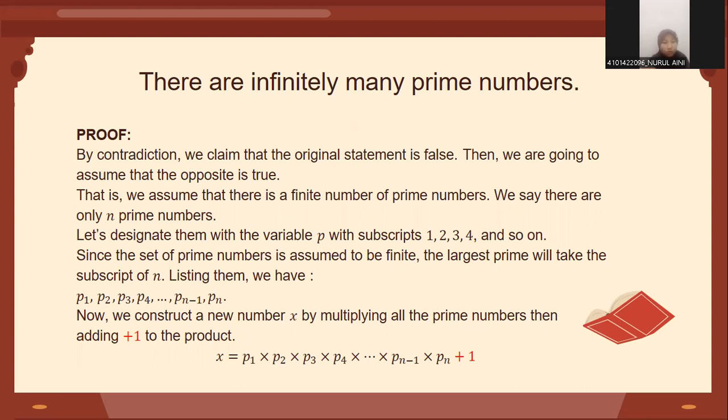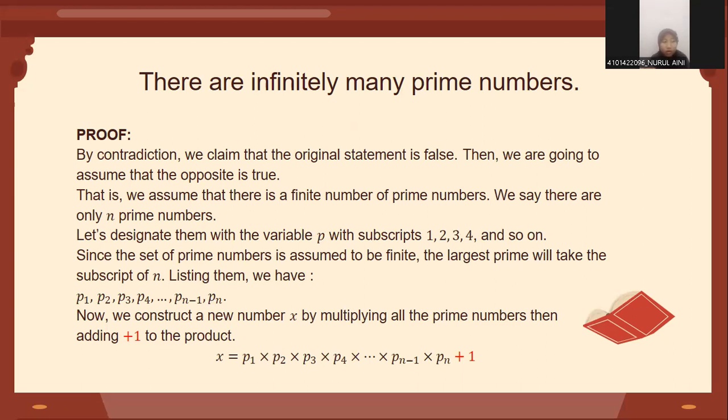That is, we assume that there is a finite number of prime numbers. We say there are only n prime numbers. Let's associate them with the variable p with subscript 1, 2, 3, 4, and so on. Since the set of prime numbers is assumed to be finite, the largest prime will take the subscript of n. Listing them, we have p1, p2, p3, and so on until pn.